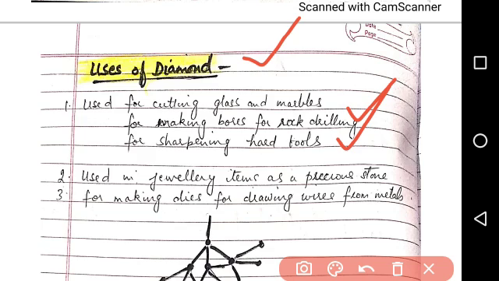Second point, because diamond has extraordinary shining or brilliance, it is used in jewelry items as a precious stone. Third, it is also used for making dyes for drawing wires from metals.